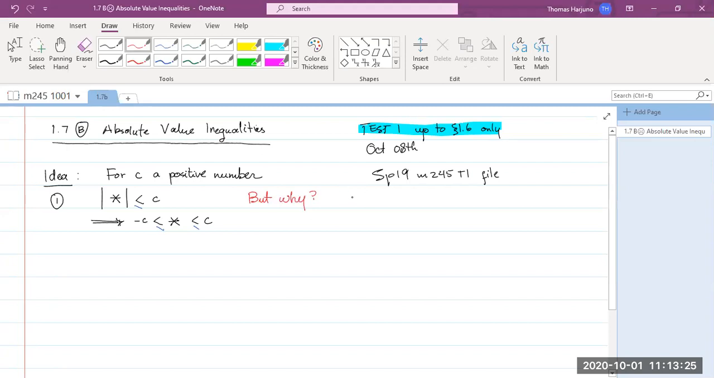Well, because this expression, absolute value of blah less than c, for example, means all those blah, to be more precise, whose distance from 0 is less than c. Because it's less than c here, it's less than c.